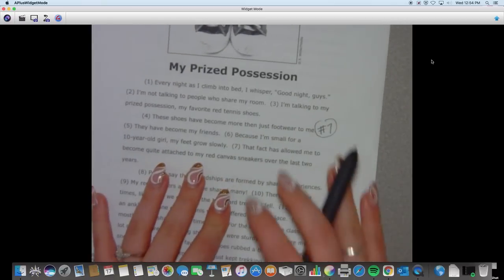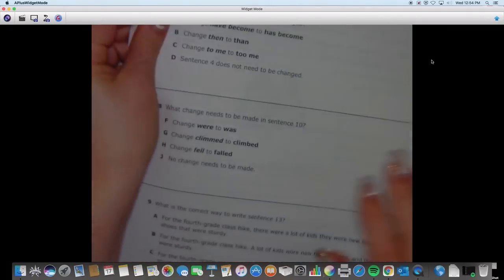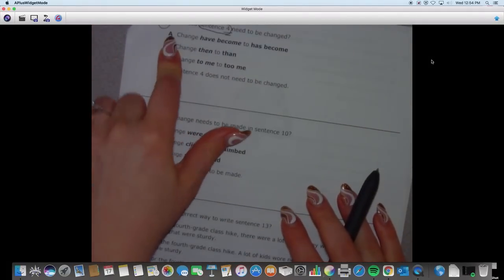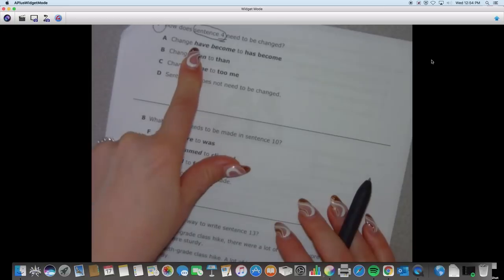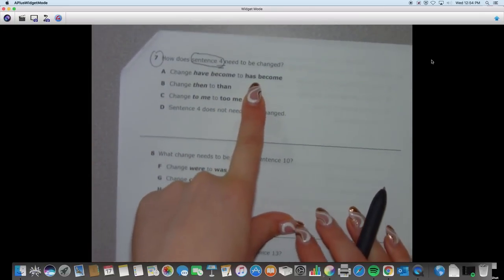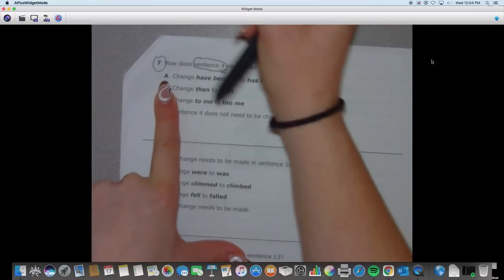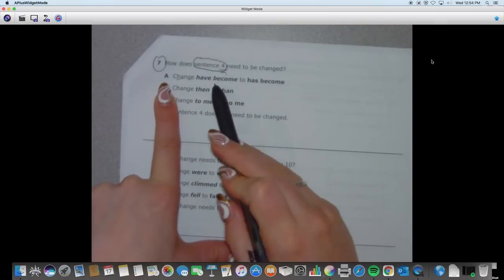Okay, so when you're taking a revising and editing test like this, it's really important that you go back and look at the sentence and then look at all the answer choices. So it says, A, change have become to has become. So now what I'm going to do is go back to the sentence and actually implement this change and see if it makes sense.